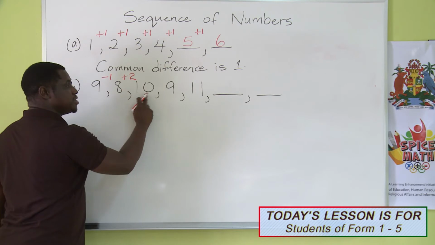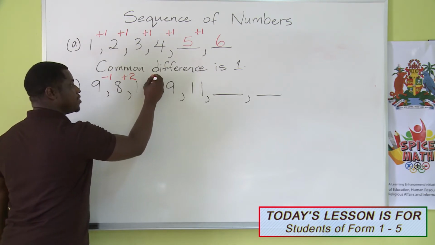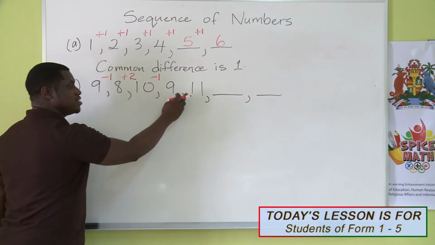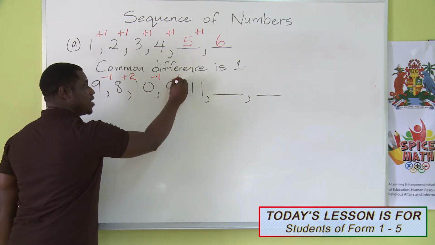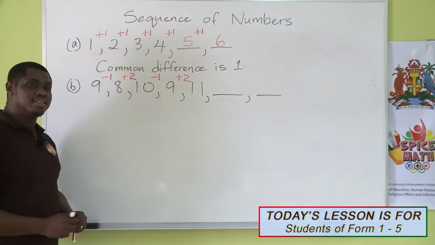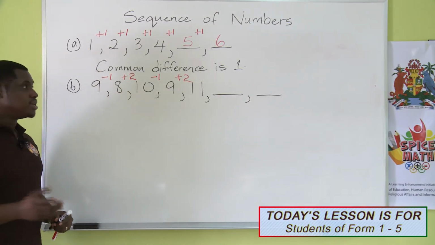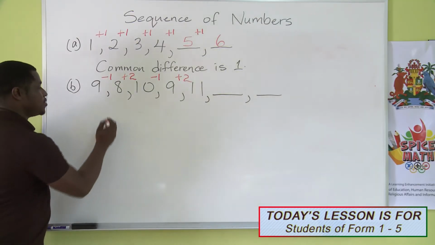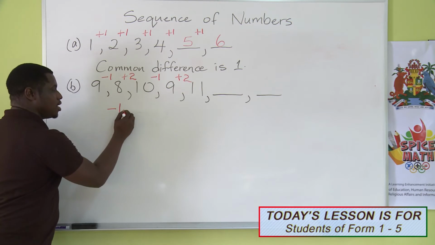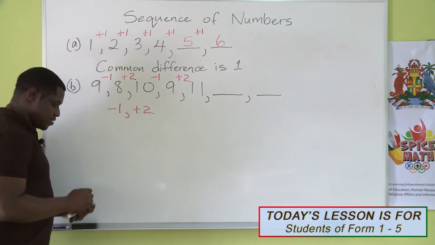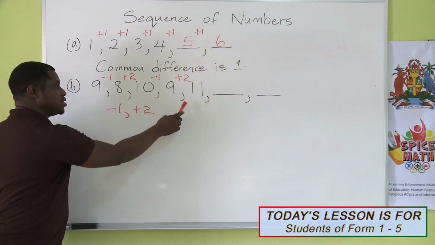Now, in order for me to go from 10 to 9, I would then have to subtract 1. And then to go from 9 to 11, again, I have to add 2. So now we identify that our pattern is not just the difference of 1. My pattern is to first subtract 1 and then add 2. And this pattern fits throughout this sequence.